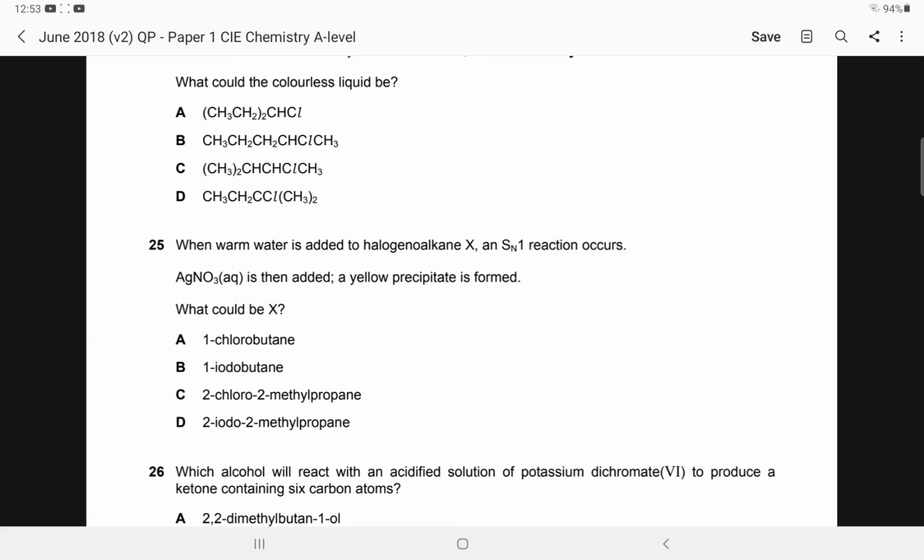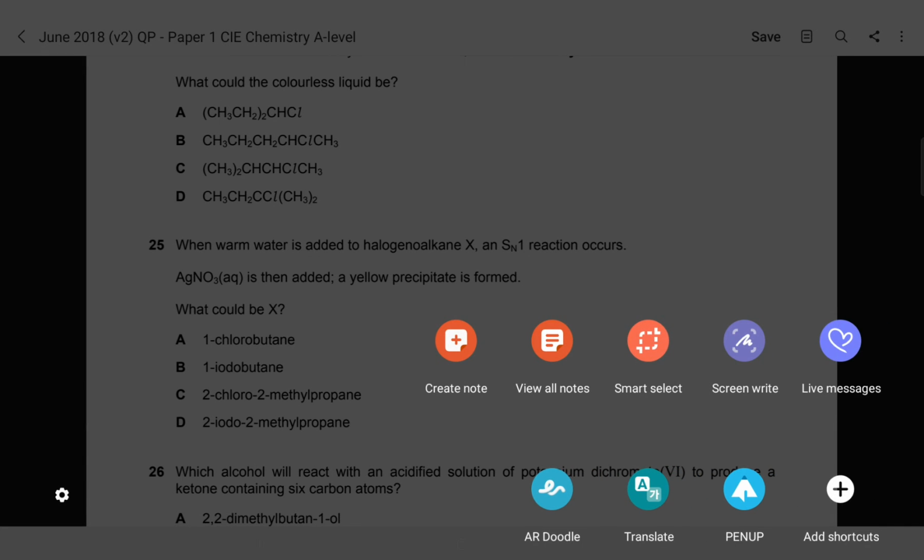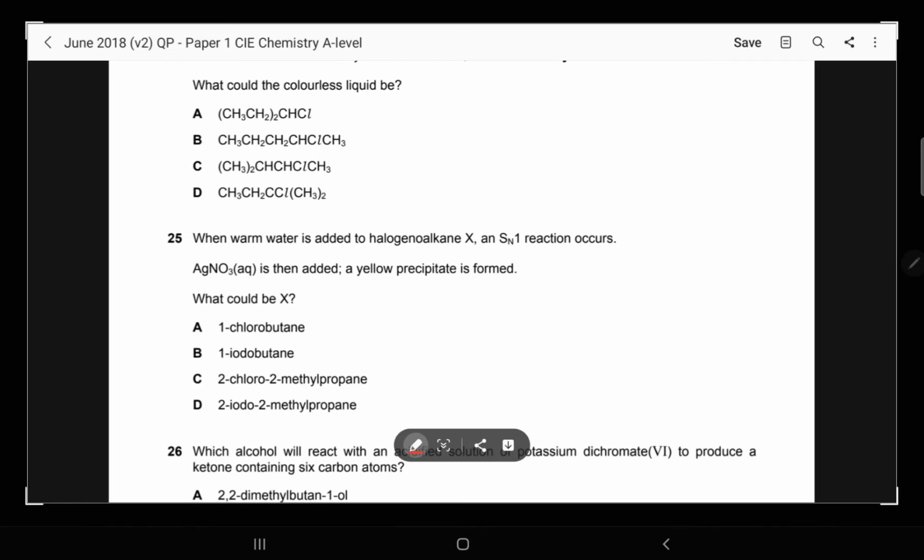A yellow precipitate tells us, I'm going to jump the gun a bit, makes our lives a bit easier. Anything with chloro, like silver nitrate, is going to react with chlorine to produce a white precipitate. So chlorobutane is out of our options. Chloromethylpropane is out of our options. So it's either going to be B or D.